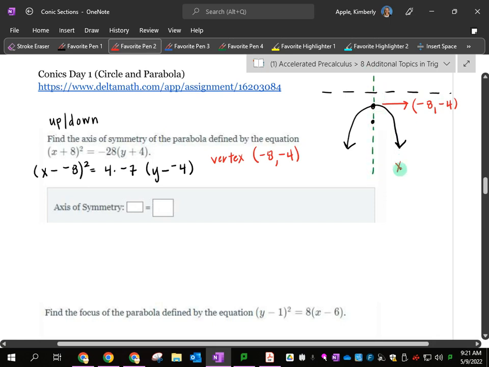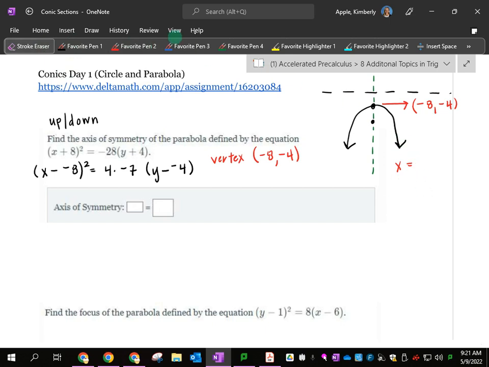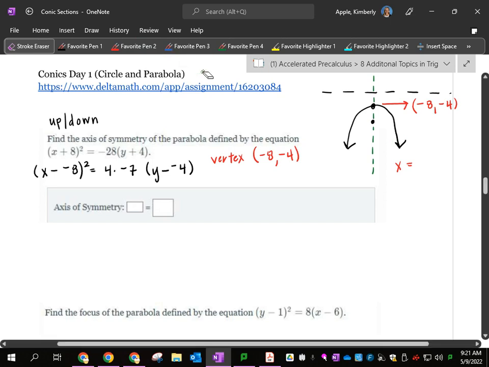It's either going to be an X equals or a Y equals. Which one's it going to be? It's x equals. And is it going to be -8 or -4? -8. Why do you say it's going to be -8? Because it's the x. Sure. X equals -8. Now, if it was a horizontal line, we might choose the y coordinate.